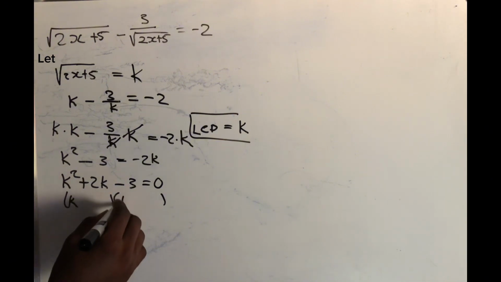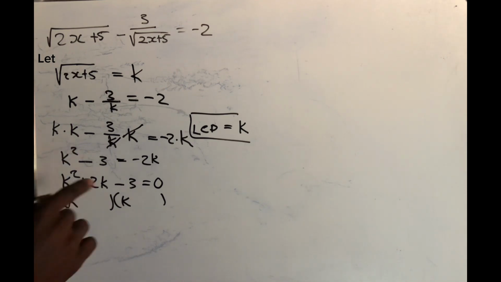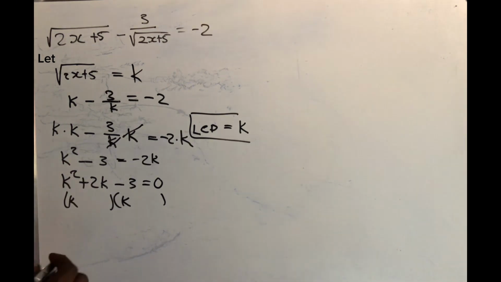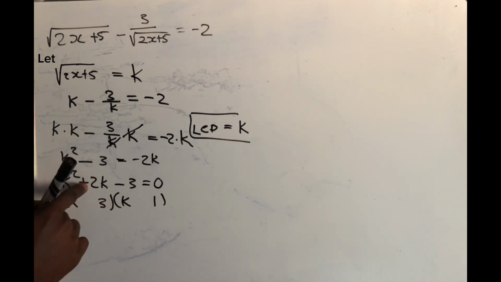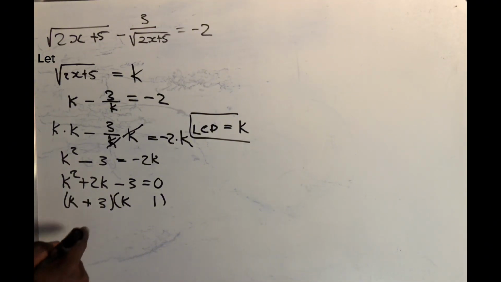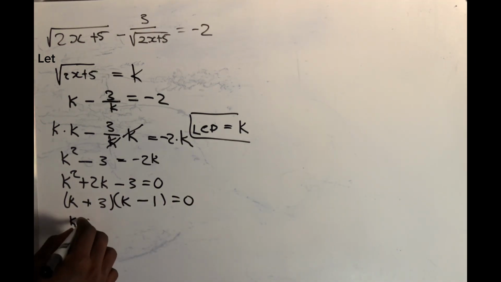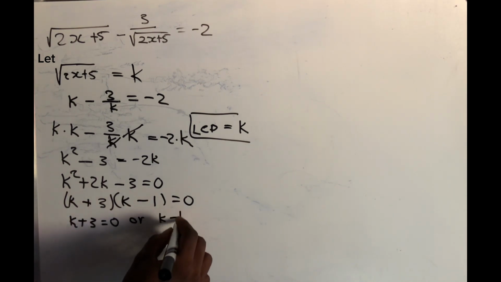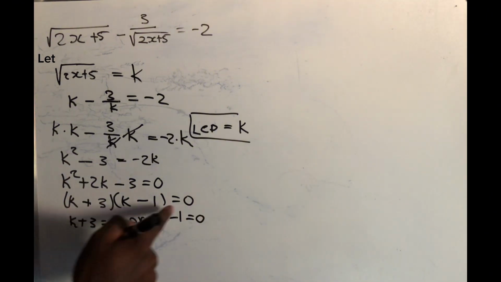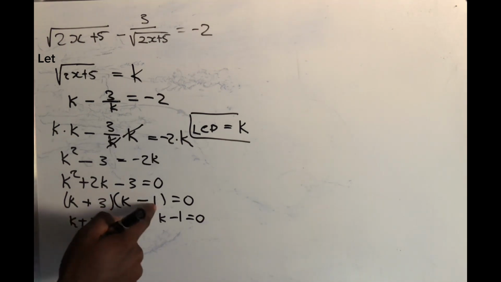We put k here, we put k here, and look for the factors of 3 that when we multiply give us 3, but when we add give us 2. It's going to be 3 and 1. The bigger number takes the sign of the middle term. This is positive, and to get a negative 3 when you multiply, this should be negative. Then k plus 3 equals 0, or k minus 1 equals 0. I'll explain in the other video why I'm saying k plus 3 equals 0 or k minus 1 equals 0.